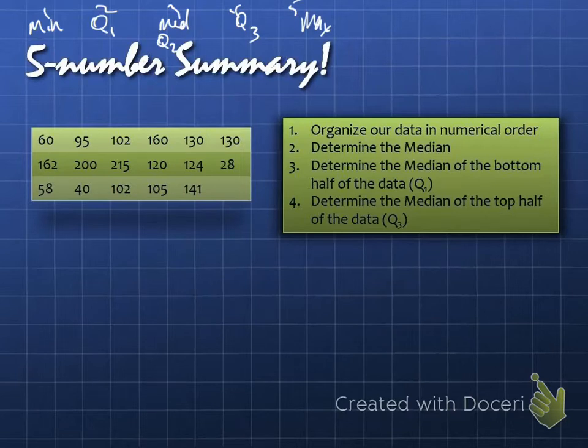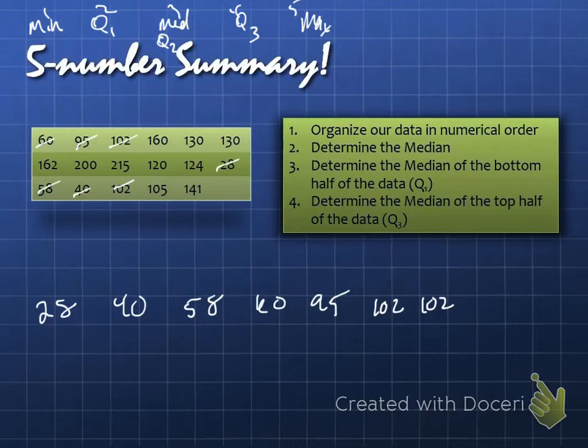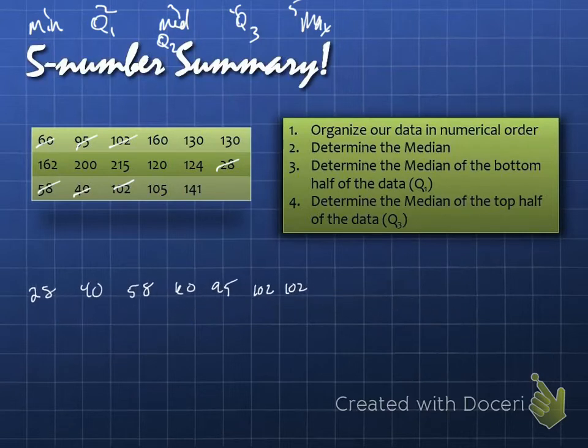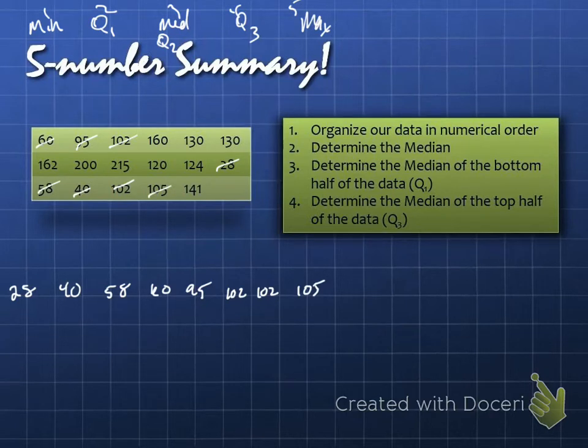So we got to line up, we got to organize our data, then find the median, and then find the median of the median, right? So let's line them up. So we've got what? A 28, a 40, a 60. Oh, before our 60, we've got a 58, and then a 95, and then two 102s, and I'm going to have to make this smaller. Then where? 105, no, sorry, not yet. We got a 120, a 124.